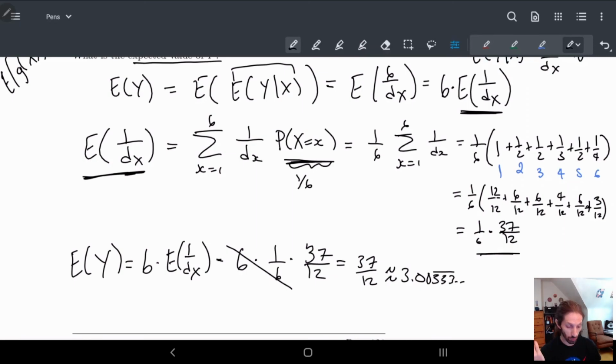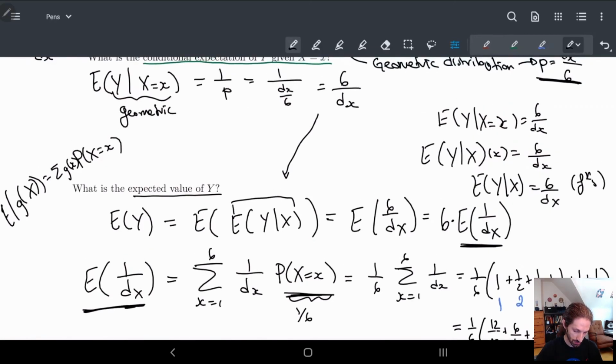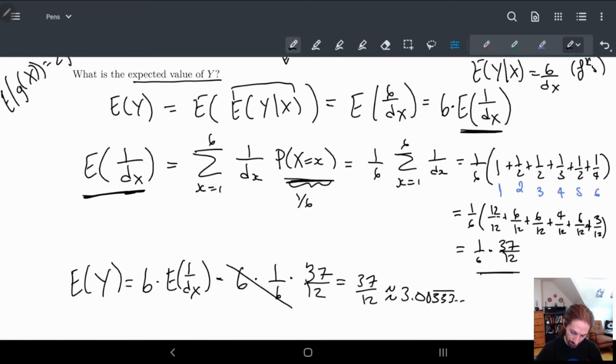And that's it. So we expect there to be roughly 3 rolls to get a divisor, which makes sense, because for two of them we have greater than 3 or 4. So we're expecting it to push towards the 3 range, which makes complete sense.